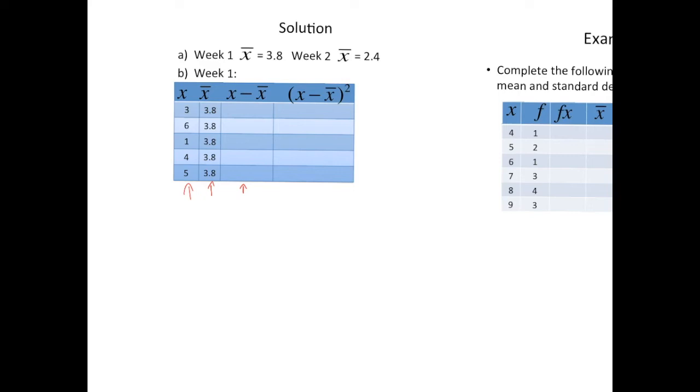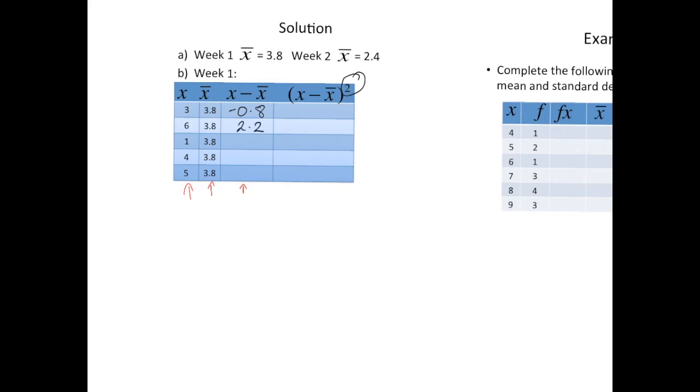Yeah, so 3 minus 3.8. Is that okay? What is that? Negative 0.8. Okay, so that's negative, but that's okay, because you know what? Over here, I'm going to square it and everything will become positive again. So that's okay. What's 6 minus 3.8?